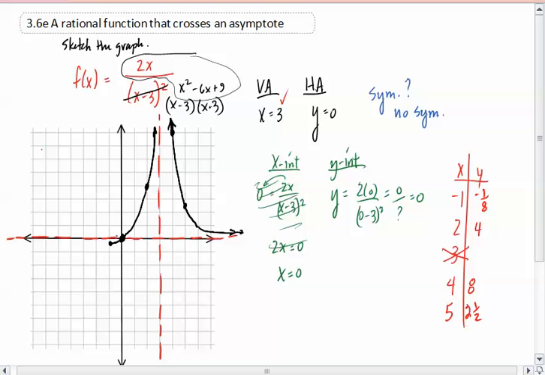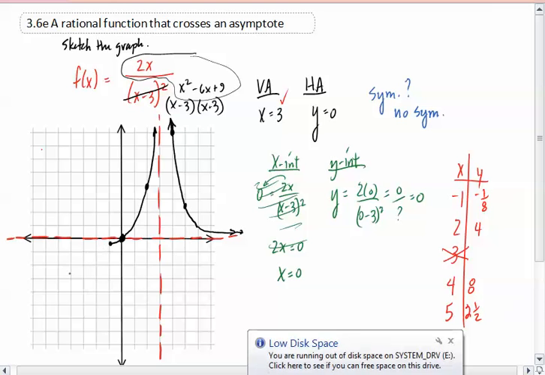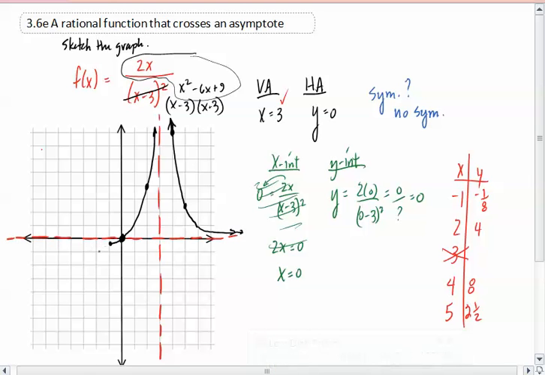Now watch this, though. I know this can't go out. As x gets to negative infinity, as x gets really small, it does approach the horizontal asymptote. That's a rule. You can count on it. So I'm going to add another point to my table. I'm going to add a -2 and see what happens. If I go to -2, I get -4/25.